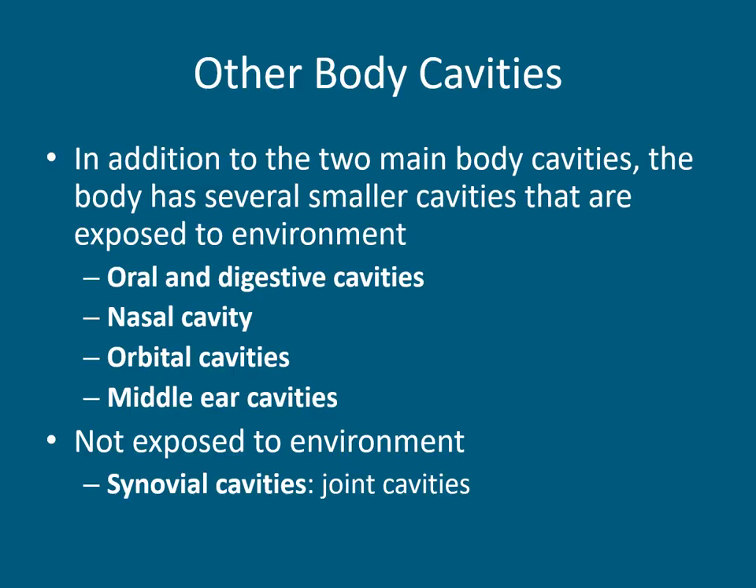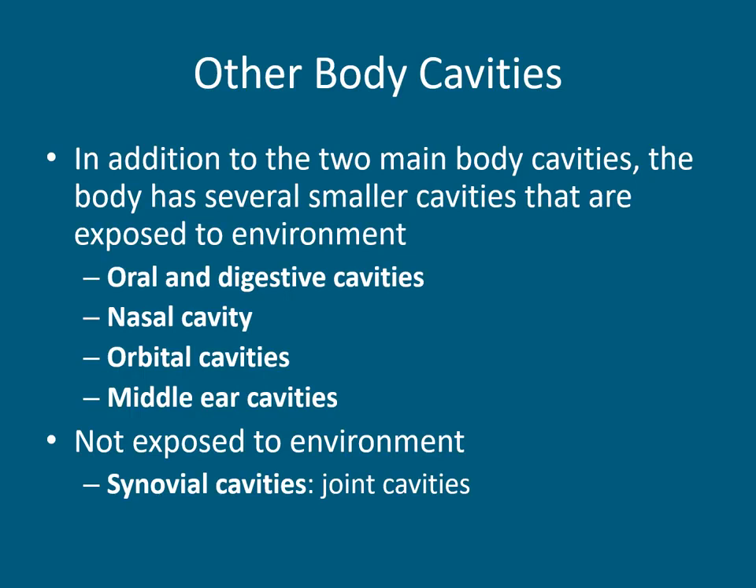Now, there are additional body cavities. In addition to what we've already talked about, there are some other smaller cavities. Some of these are exposed to the environment, such as the oral cavity, which is your mouth, digestive cavities, your nasal cavity, orbital cavities, where your eyes are, and the middle ear cavities. We tend to study those more in detail when we are studying that particular system. So the nasal cavity and digestive cavities we'll study with respiratory and digestive systems in A&P2.